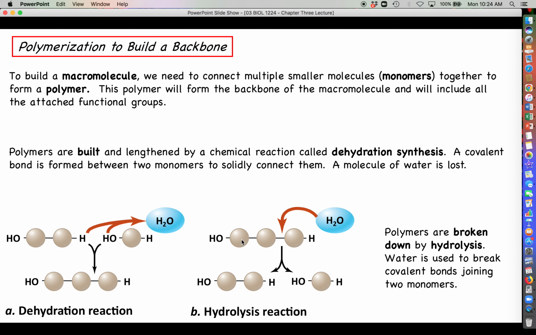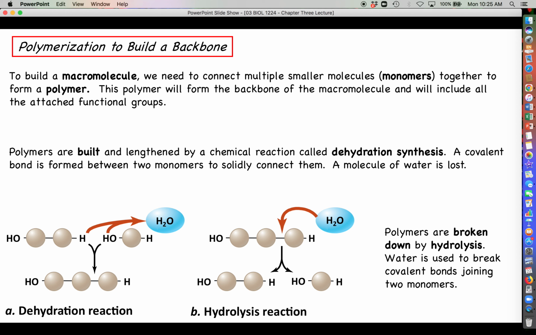So we have here a polymer that consists of 3 monomers stuck together. And if we want to break this covalent bond so that we obtain a single monomer all by itself, we have to use a molecule of water to break that covalent bond. So that's why this is called a hydrolysis reaction. A molecule of water is used to break the covalent bond that joins 2 monomers together. So these two reactions are almost exactly the same. It's just one is the forward reaction and one is the reverse reaction.